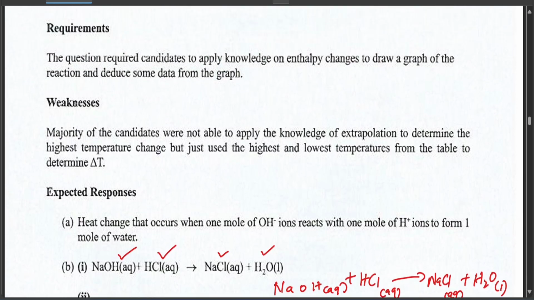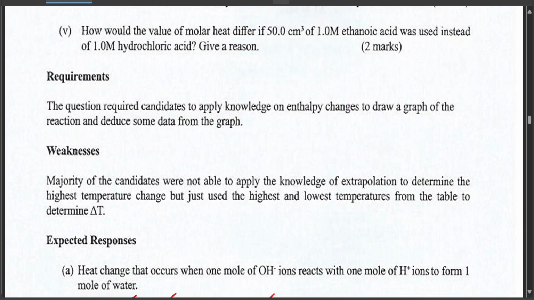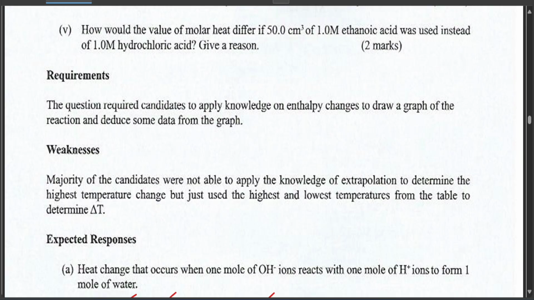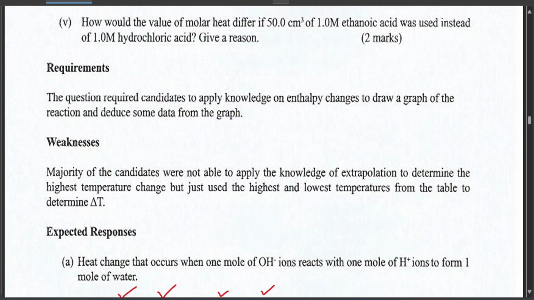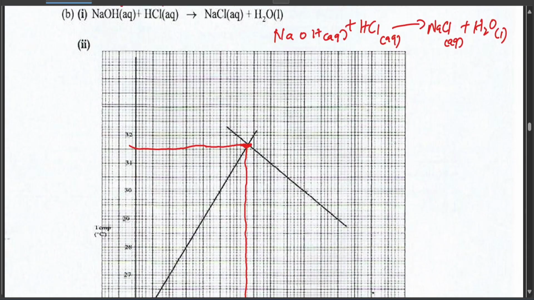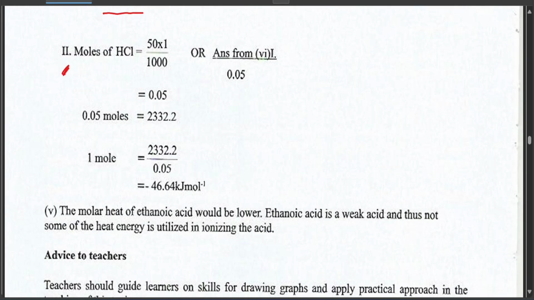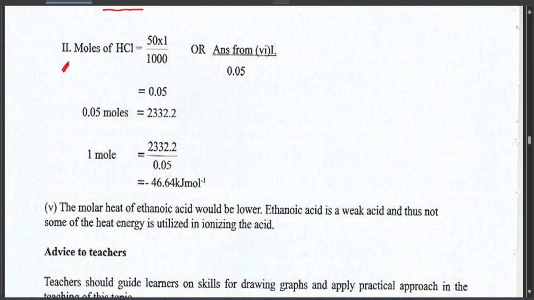The last question was asking how the value of molar heat will differ if 50 cubic centimeter of 1.0 molar ethanoic acid was used instead of 1.0 molar hydrochloric acid. And the answer is, the molar heat of ethanoic acid will be lower. This is because ethanoic acid is a very weak acid, so some of the heat energy is utilized in ionizing the acid.